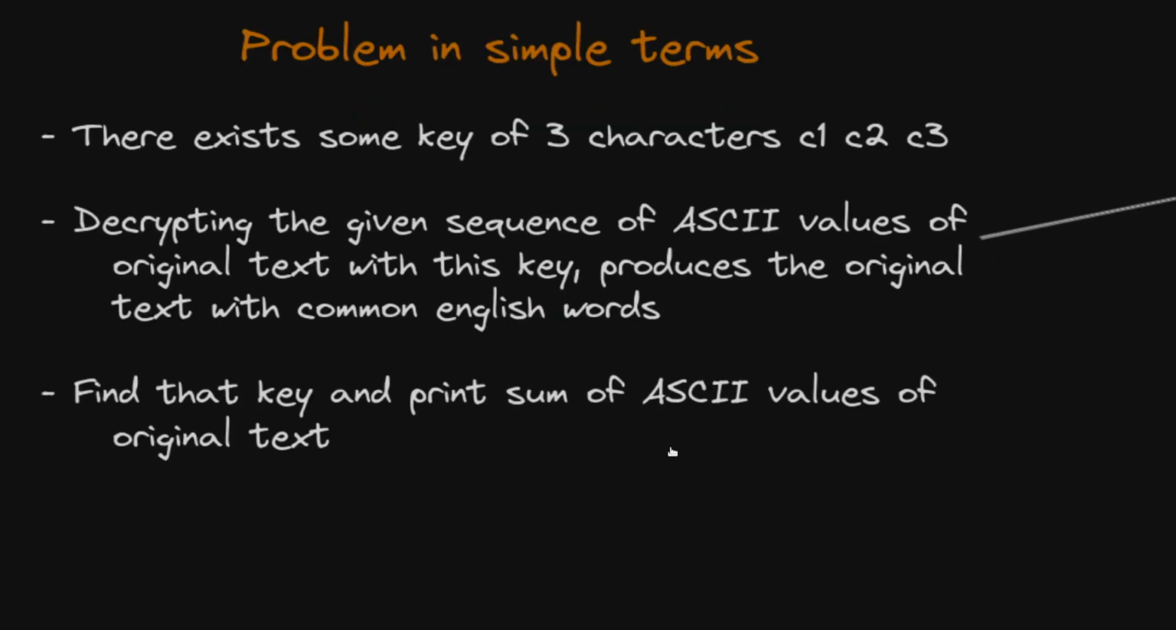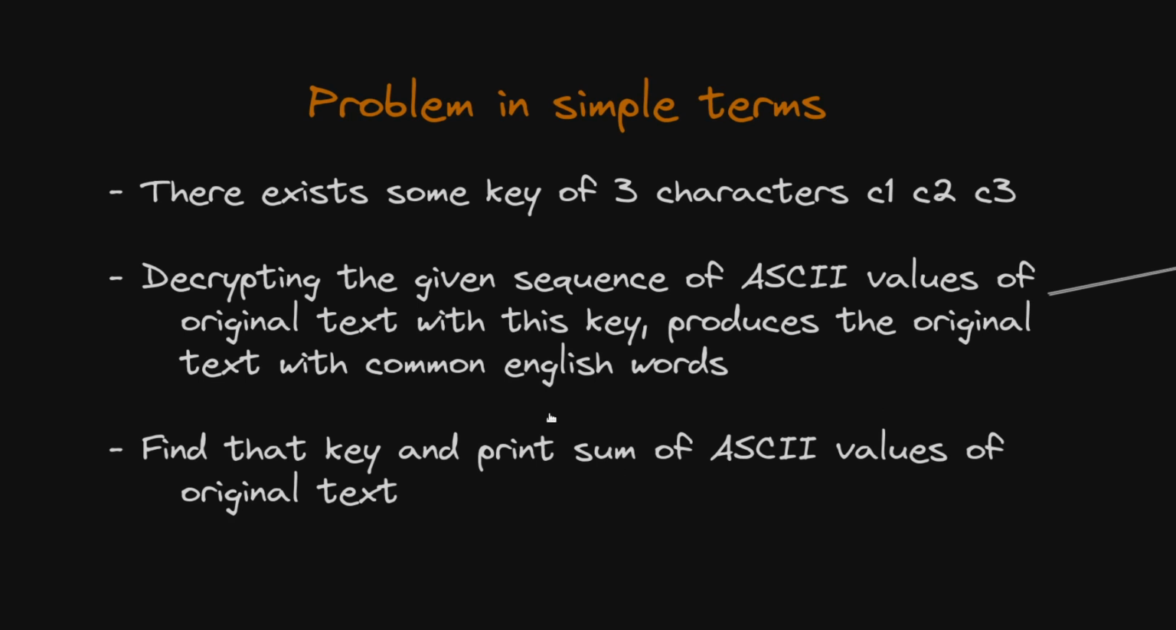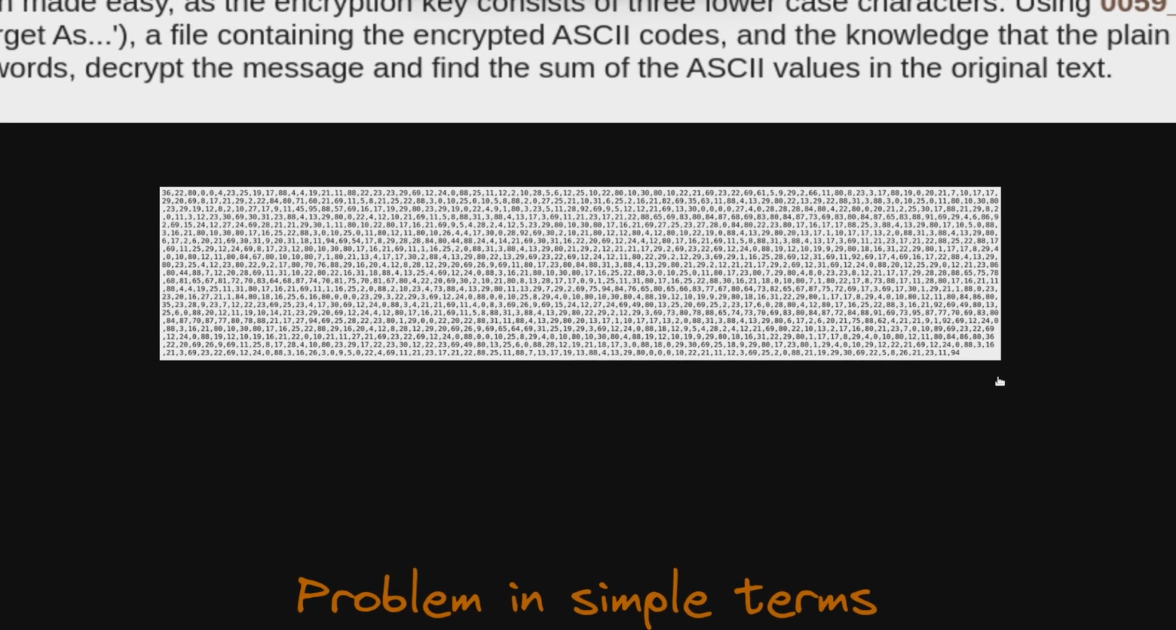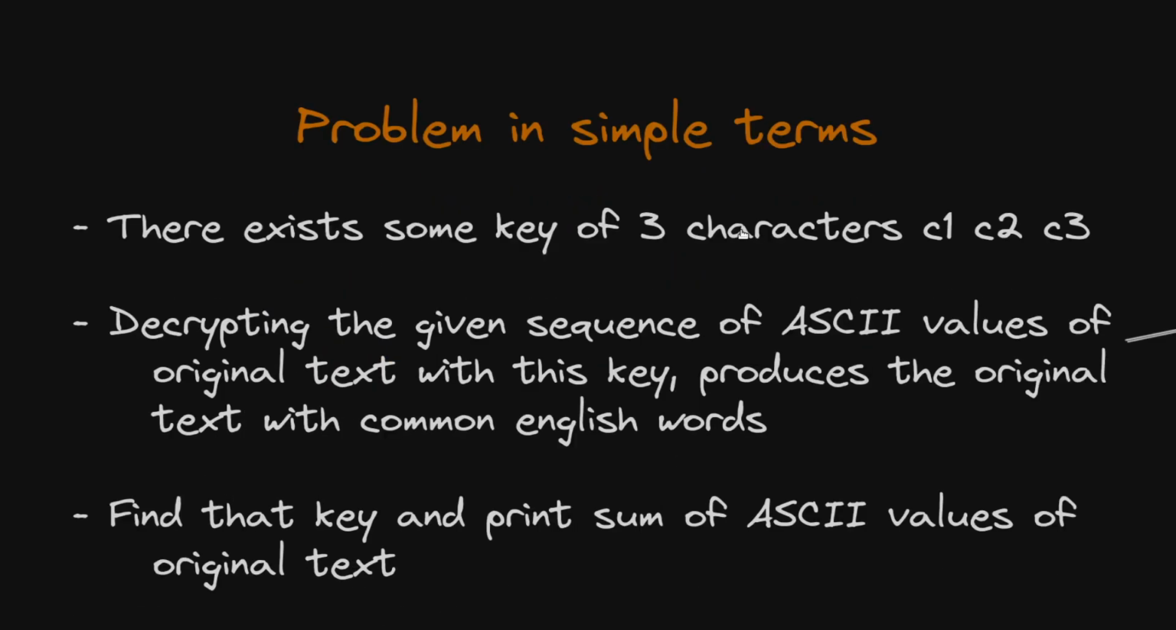Let's also go over it in simple terms. So there exists some key of 3 characters. We don't know it yet. We need to find this, and using that key, we are going to decrypt the given sequence of ASCII values of the encrypted text. And this decryption is going to produce the original text with some common English words, as they have mentioned, because the original text was fixed, and they have encrypted it with some key that we don't know yet, and they have given us the text in the form of this representation of those ASCII values of encrypted text.